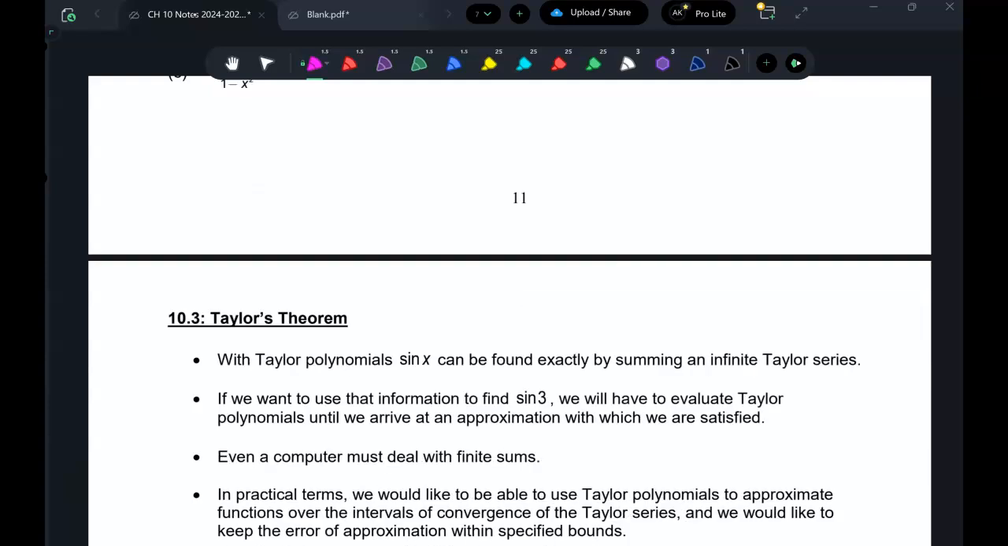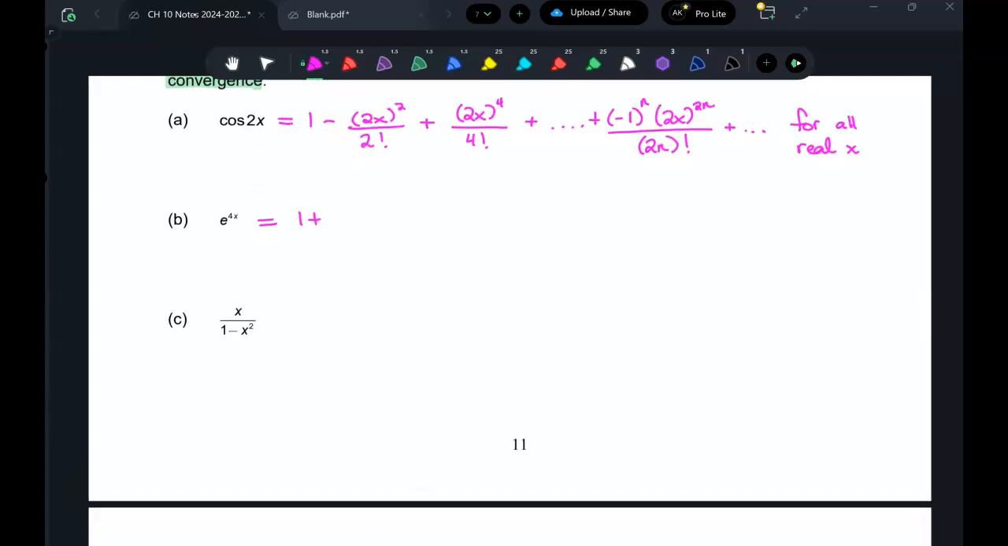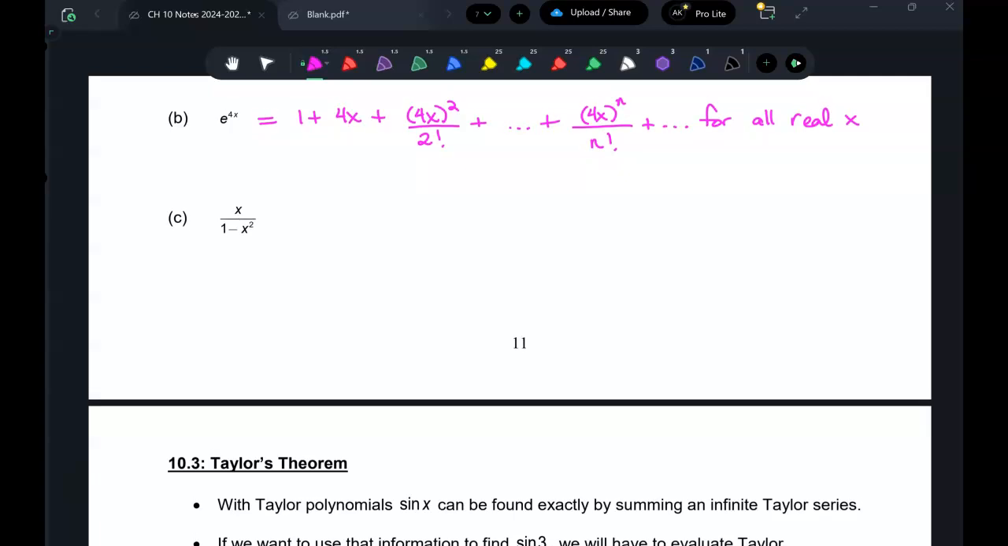Okay, e to the 4x is going to be what? 1 plus 4x plus (4x) squared over 2 factorial. The pattern is (4x) to the n over n factorial, true for all real x. Do we write for all real x? Yeah, because you need an interval. You can also do negative infinity to infinity. Doesn't matter.